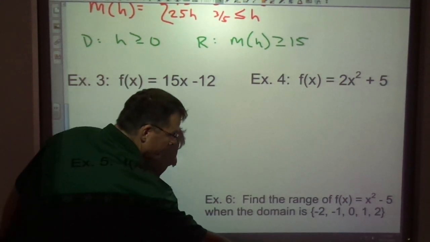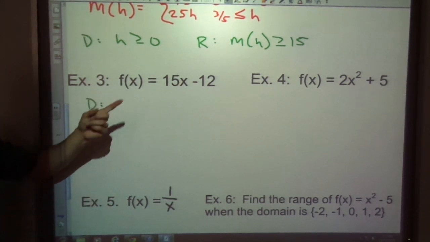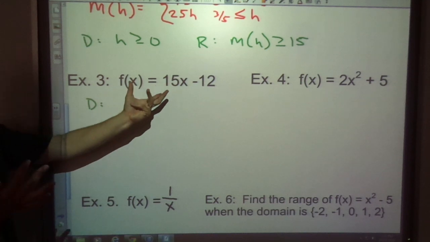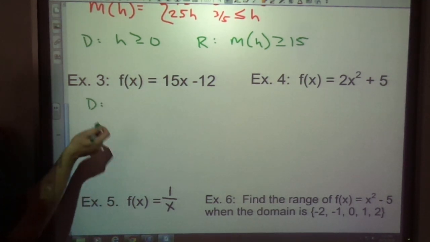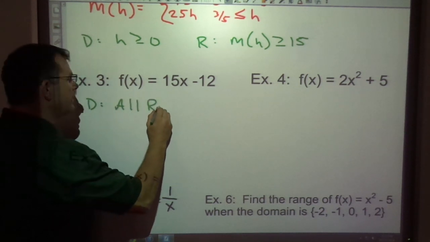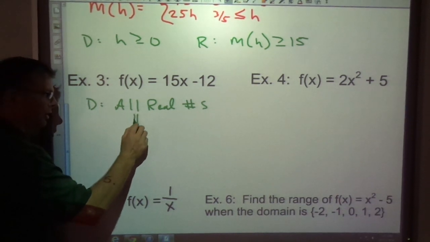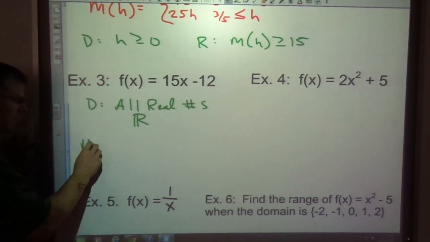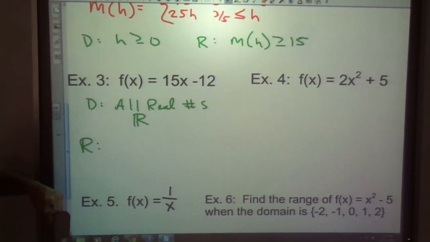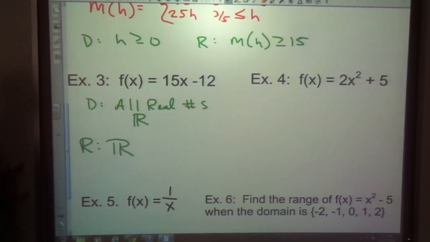Example 3. Domain, we're looking for what possible things I can put in here. And this is a theoretical domain. Now I don't know what this is about, but what numbers could I possibly plug in here for x? Anything. So I'll just say all real numbers. And actually the symbol for that, you could write an R with like 2 lines there. That means all real numbers. And the range here, what can come out? Anything. My outputs could be anything. So I'll say all real numbers and just use the symbol for all real numbers.